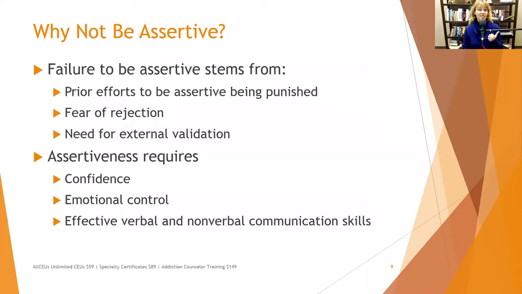Assertiveness requires confidence. People have to have a certain amount of self-confidence to say, you know what, I have very valid opinions and my thoughts, feelings, and opinions matter. They have to have emotional control. If they get into a situation where they're needing to be assertive and they're feeling scared or angry, they're probably not going to as easily be able to be assertive. They need to be able to get back into their wise mind, so to speak, and not be pushed around, communicating through their emotions. And they need effective verbal and nonverbal communication skills.